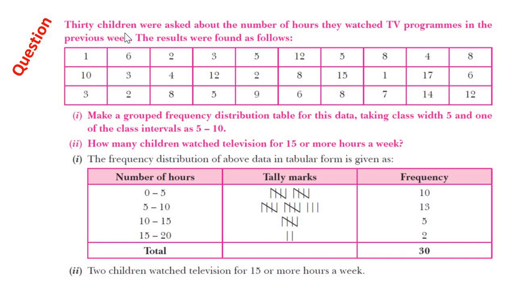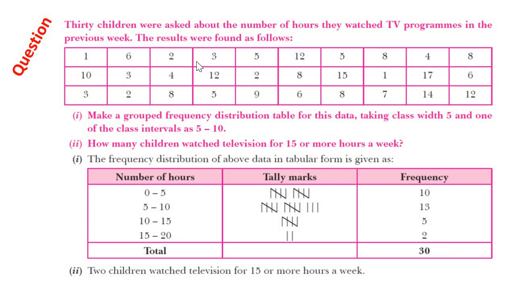Okay, so 30 children were asked to find the number of hours they watched TV programs in the previous week, and this is the result. So what you do first, you have to make a group frequency distribution for this table, taking class width of 5 and class interval from 5 to 10. So this means 0 to 5, 5 to 10, 10 to 15, each one is 5. Okay, the width is 5 in total.